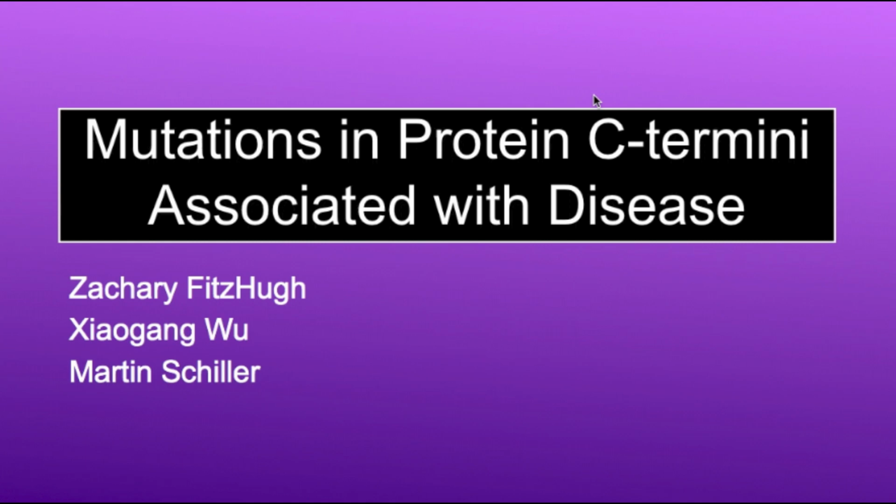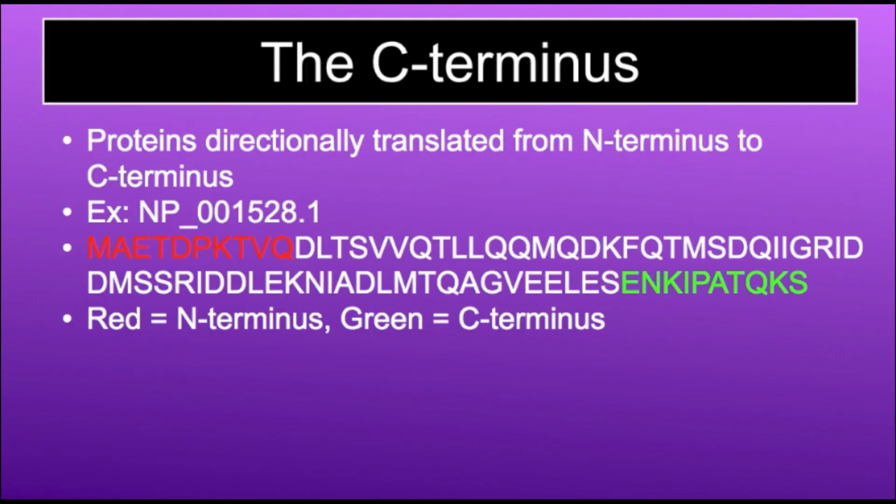I'm going to begin by explaining some background information on C-termini and mini-motifs. So what is a C-terminus? To put it simply, a C-terminus is the end of a protein. Proteins are directionally translated from N-terminus to C-terminus, where I've highlighted the N-terminus in red, and the C-terminus in green. The N-terminus is the beginning of the protein, and the C-terminus is the end of the protein. And for the purposes of our project, the C-terminus is the last 10 amino acids of a protein.